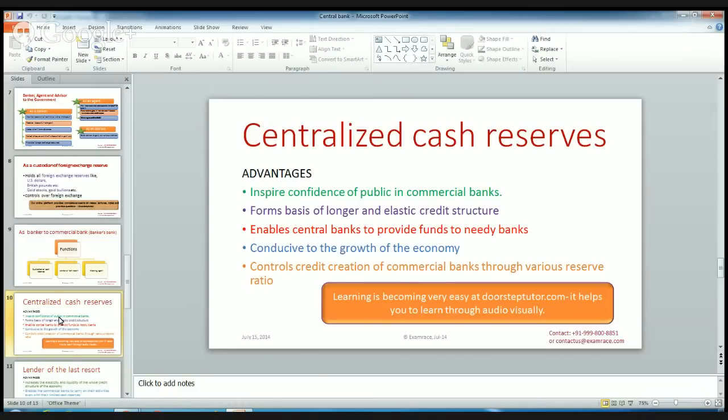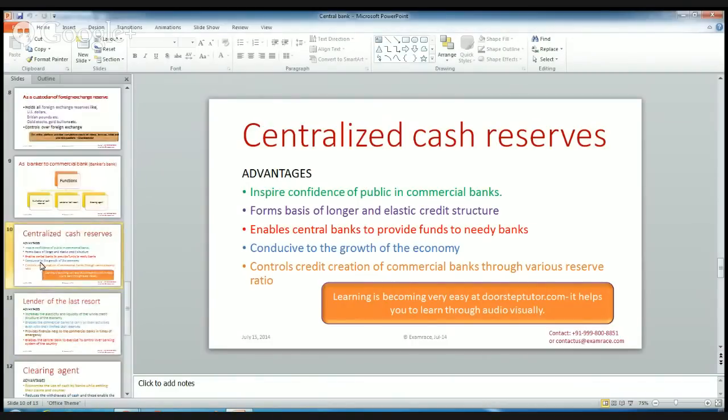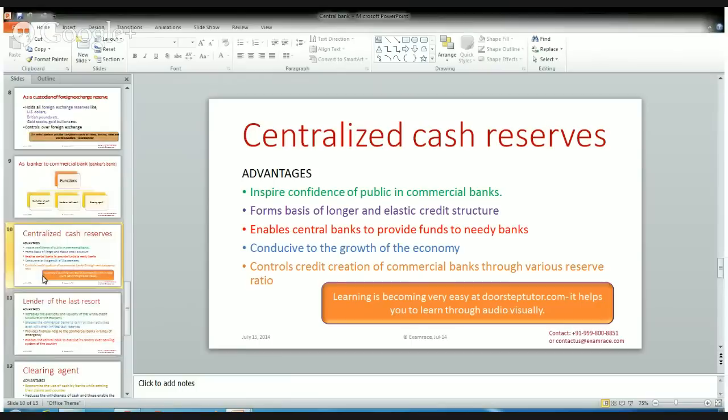It is also conducive to the growth of the economy, and it also controls credit creation of the commercial banks through various reserve ratios. If the commercial banks don't put some amount of their total net deposits and time liabilities with the central bank, then they have higher liquidity positions and they can invest it in other ways. So they are creating very high credit. It controls the credit creation of the commercial banks. So this is about the cash reserves, the centralized cash reserves.